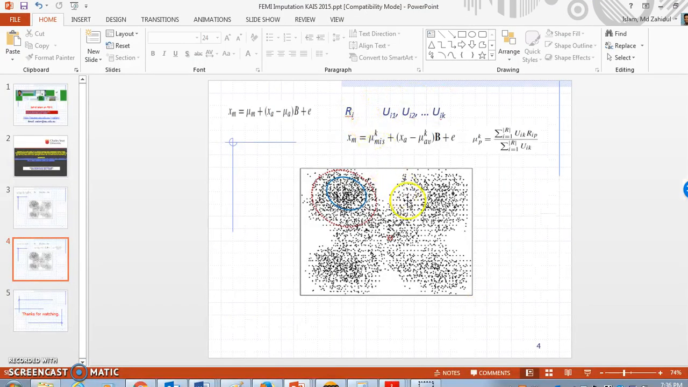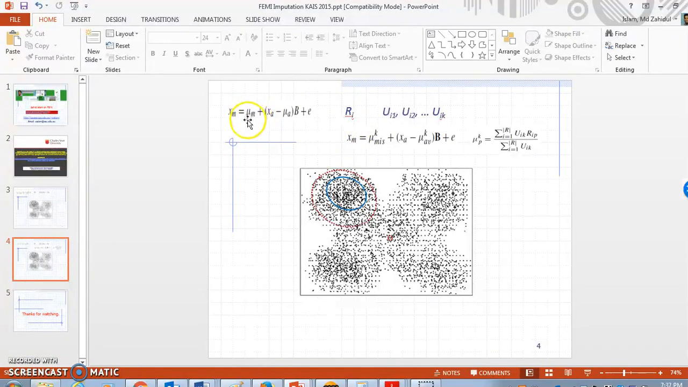Now, since in a fuzzy clustering system, we consider every record Ri a member of all clusters, right? It has membership with each of the clusters. So therefore, we need to modify this equation in a way so that we can impute the missing values of this record Ri considering every cluster one by one. So in this equation here, at the moment, we are considering the kth cluster to impute the missing values for the record Ri.